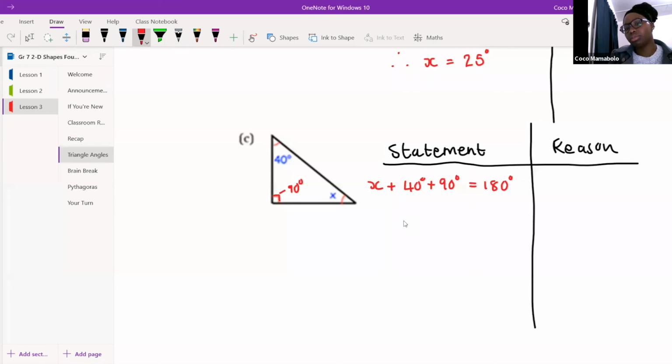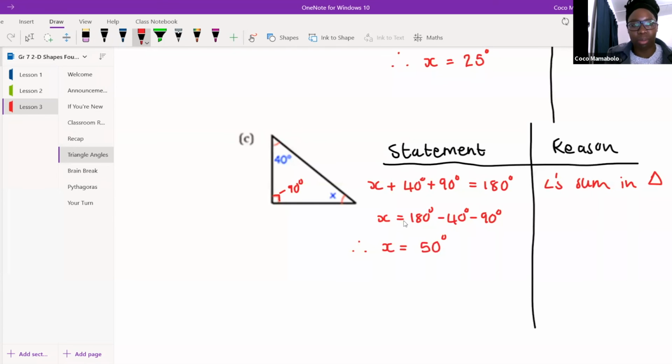What's my reason? Angle sum in triangle. Excellent. Okay, give me my next step. What does my next step look like? x equals 180 degrees minus 40 degrees minus 90 degrees, which equals 50 degrees. You skipped a step. Equals 50 degrees. Therefore, x is equal to 50 degrees. Excellent. Well done. Okay, don't skip the step. It's very important. Very, very well done.